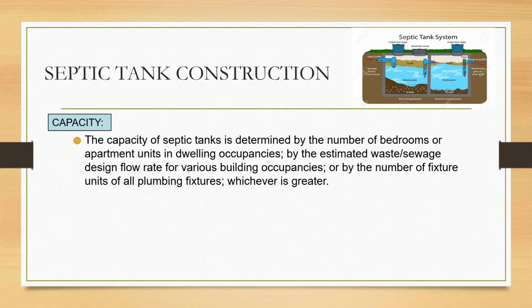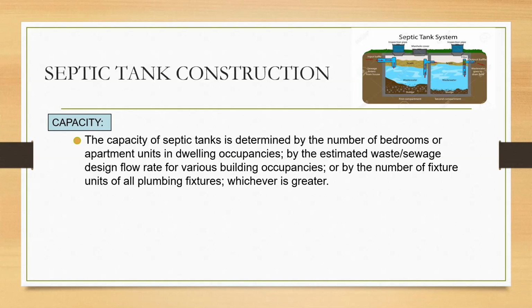Septic tank construction capacity. The capacity of septic tanks is determined by the number of bedrooms or apartment units in dwellings. So makikita po ito sa table. Meron po doon columns and equivalent volume of the septic tank. So, doon po sa tatlo, sabi po rito, whichever is greater. So, ang ginagamit ko po kasi rito ay the DFU, drainage fixture unit, but you should consider also the other two, no, whichever is greater.